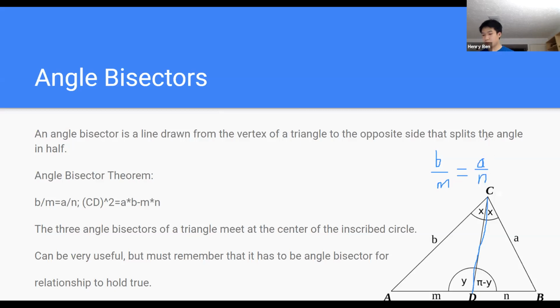You guys can prove this right now, but I'm going to save it for a homework problem. All right, CD squared is equal to A times B minus MN. That's a little funky. CD squared. So that angle bisector is equal to AB minus MN.